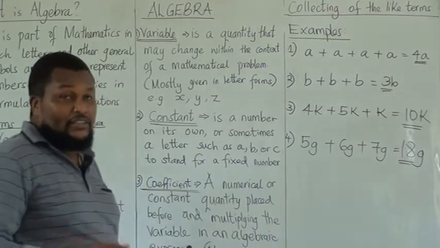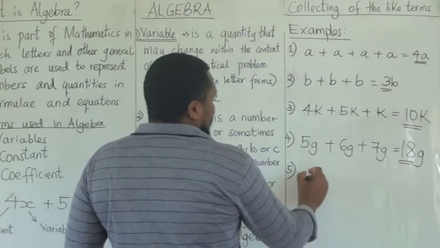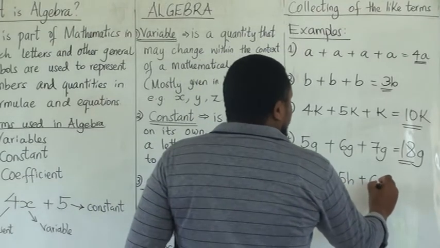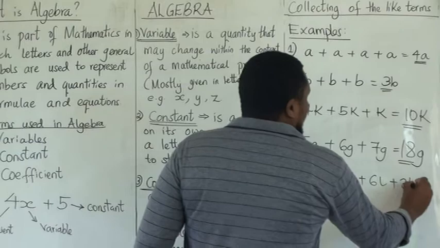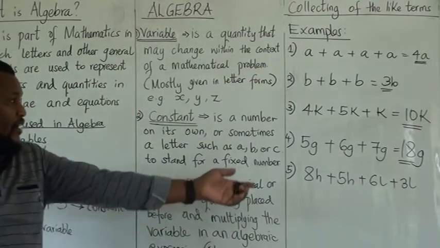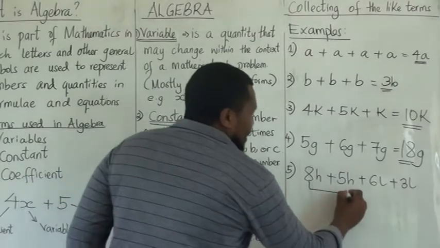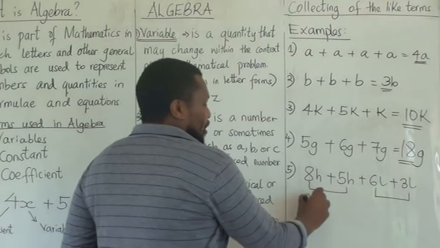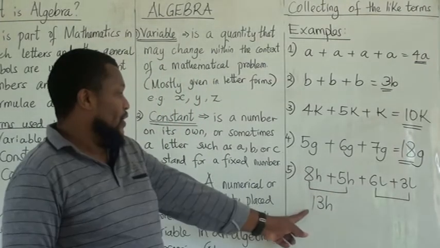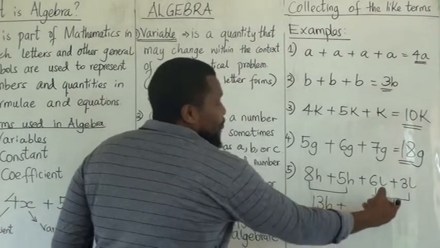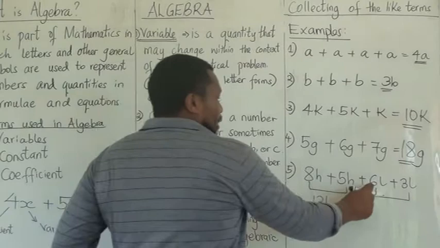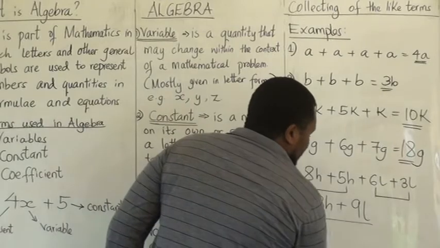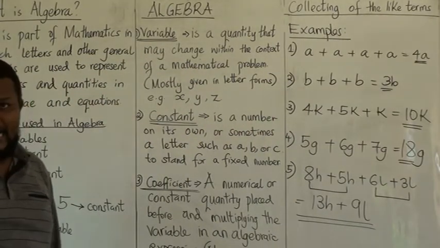We can combine using different terms. For example, as I conclude, we can have 8H plus 5H plus 6L plus 3L. We can have different ones like that, and collecting the like terms means we will deal with this separately and this separately. We will add the coefficients, whereby we are talking about 8 plus 5, we are getting 13, and the variable is H. So we say 13H. Then what is joining them together is the addition sign. There we shall have coefficient 6 plus 3, we get 9, and the variable 9L. Therefore, we can have our answer as 13H plus 9L.